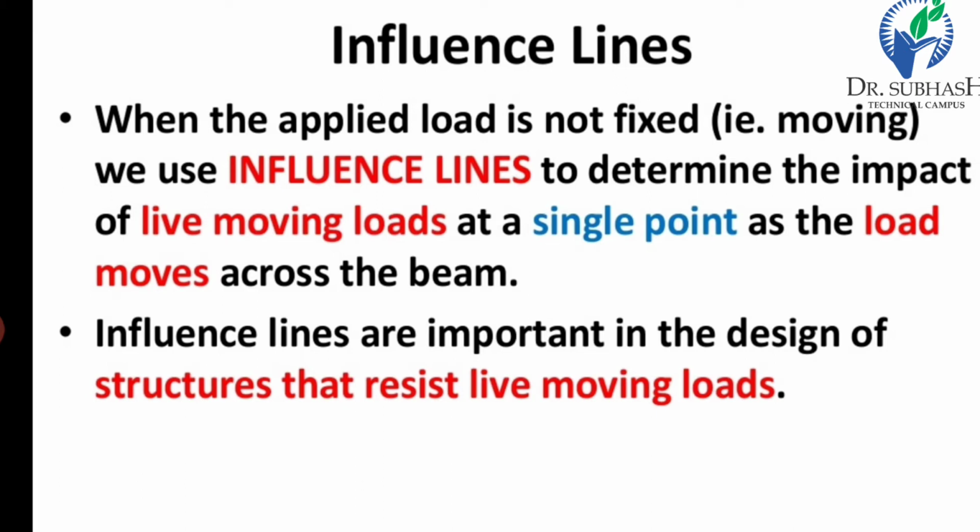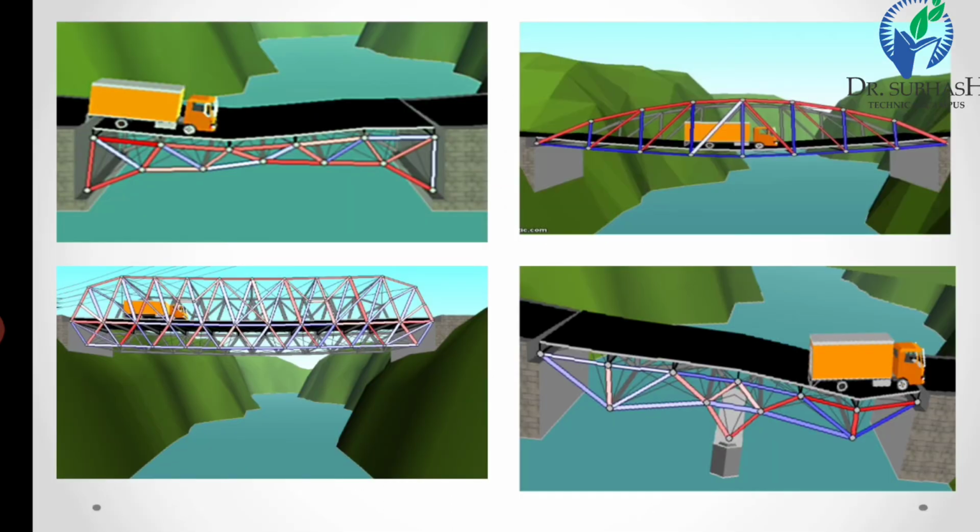So next you can see the different types of bridges and why the influence line is important. It should be covered in these 4 images. First of all, you can see the first image. The truck should be moved from one end to another end with the use of this bridge. You can see the deflection of the bridge.